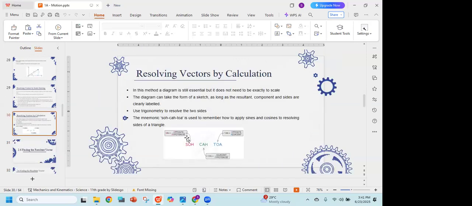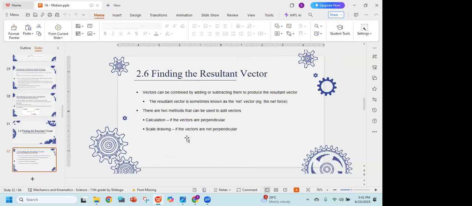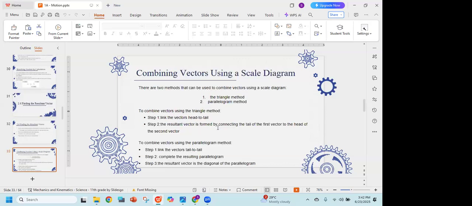Okay. So now the second method is this. Now we are going to find the resultant vector. How to find the resultant vector? When finding the resultant vector, you can combine by adding or subtracting them to produce a single vector. This you have already done during your level, where you combine two or more vectors together and produce a single vector, which we call the resultant vector. So to find the resultant vector, there are two ways, like I told you. One is the calculation method, the other one is the scale drawing method. So let's look at them one by one in detail.